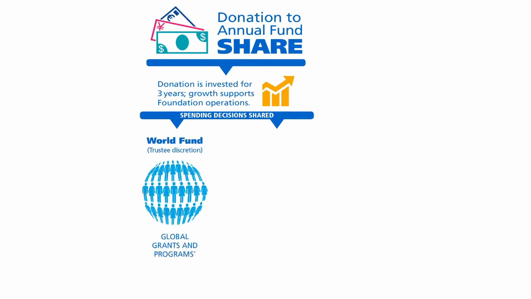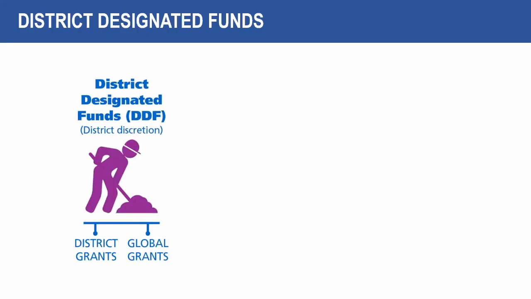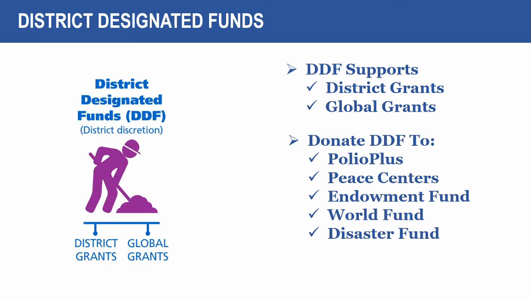Half of the money goes to the World Fund, which funds global grants and programs such as Polio Plus, Rotary Peace Centers, and the Endowment Fund. The other half of the donation is returned to District 5150 in the form of District Designated Funds, or DDF. And DDF can be used for district grants and global grants. Remember, you can use your DDF for any of these or a combination of district and global grants, Polio Plus, Peace Centers, Endowment Fund, or the Disaster Fund.